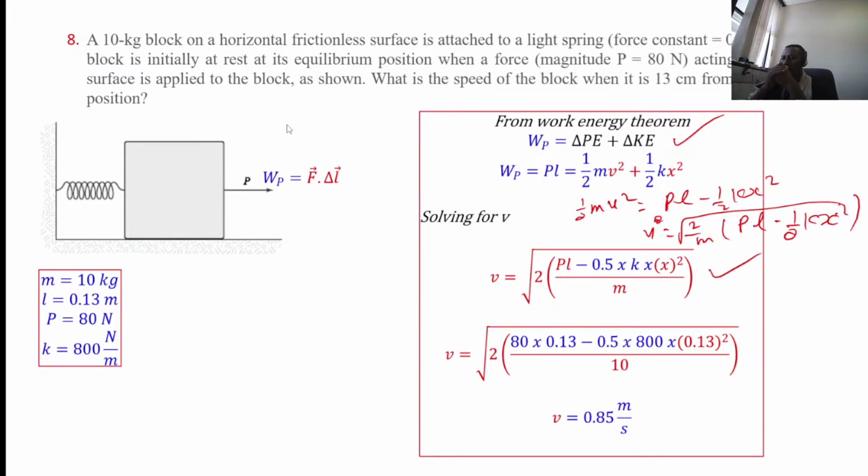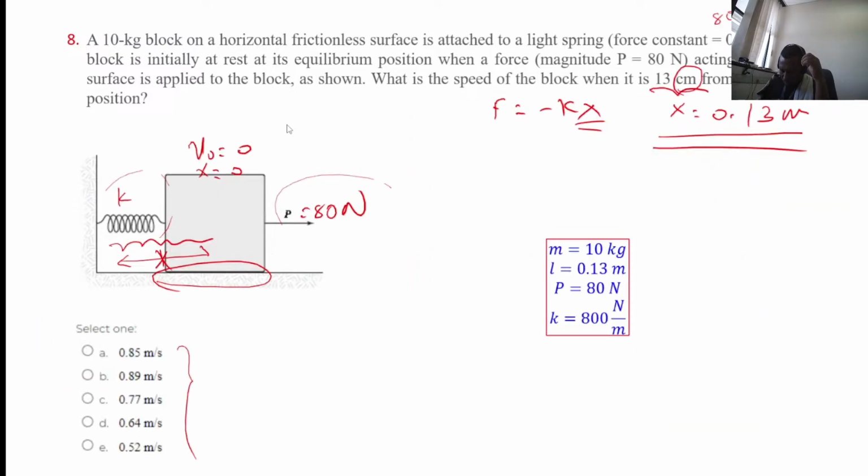The P is 80, X is 0.13, the half is 0.5, the kilonewton is K, which is 800, 0.12 squared, that is kx squared divided by the mass. I got a speed of 0.85 meter per second. Therefore, if I go back, the answer must be that one. The answer must be A.